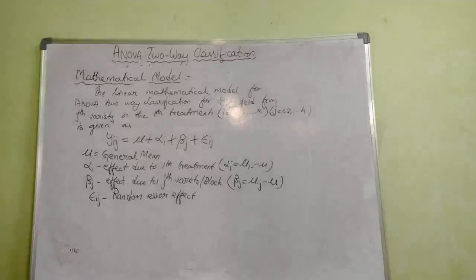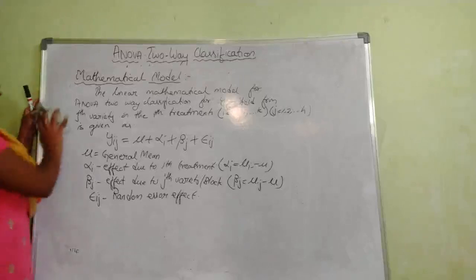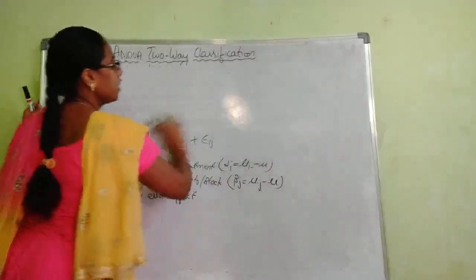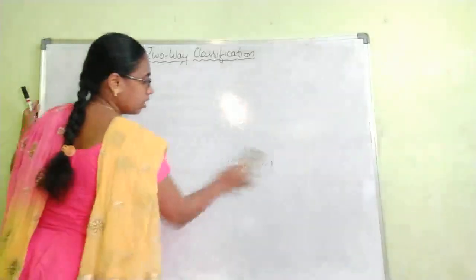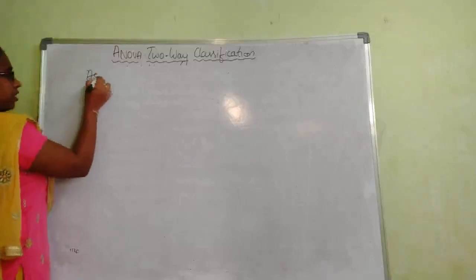Now we have seen the mathematical model. Next we will see the assumptions for the two-way classification. The same assumptions that you have for the one-way classification will be there here too. Basically, the ANOVA assumptions remain the same for one-way and two-way. So now we will see the assumptions.